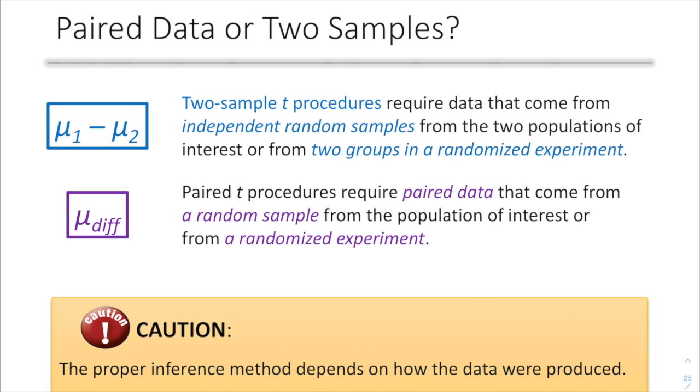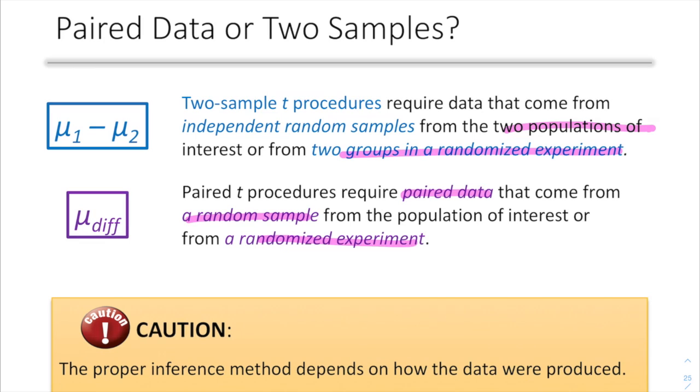So when is it paired data or when is it 2 samples? So 2 sample t procedures require that data come from independent random samples from 2 populations of interest or from 2 groups of a randomized experiment. Paired t procedures require paired data that come from 1 random sample or from a randomized experiment.